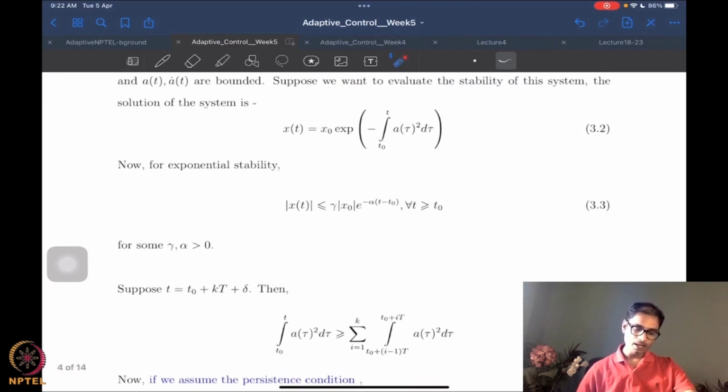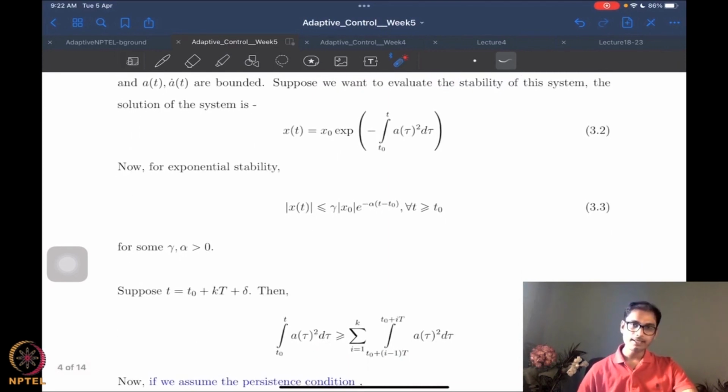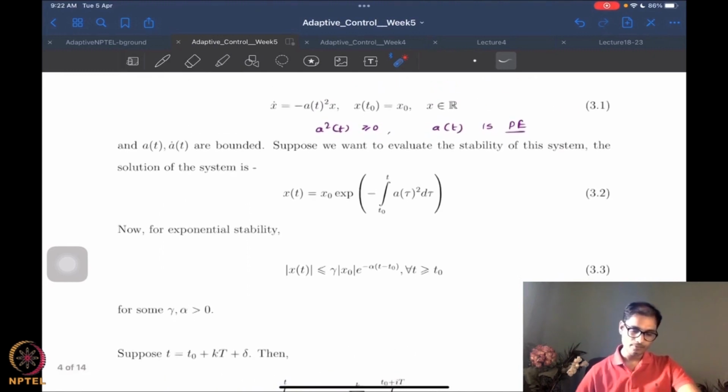So what do we need for an exponential stability result? I need that the norm of x of t, in this case the absolute value of x of t, is less than or equal to gamma times x0 times e to the power minus alpha times t minus t0, for some gamma, alpha positive and all time t greater than or equal to t0. This is the exponential stability definition applied to system 3.1.